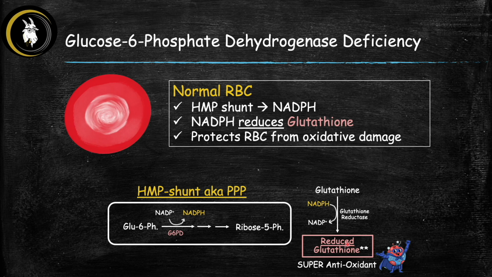So normal red blood cells are going to express the G6PD enzyme, so the HMP shunt is going to carry on and generate NADPH, which in turn is going to reduce glutathione, which the red blood cells are going to use as an antioxidant, and so our red blood cell is healthy, happy, living its best life, not getting lysed.